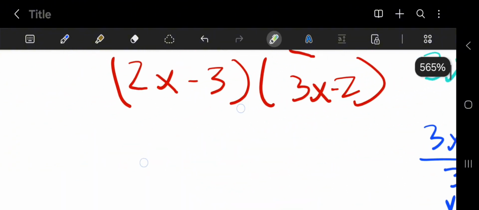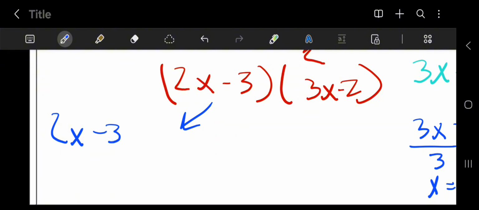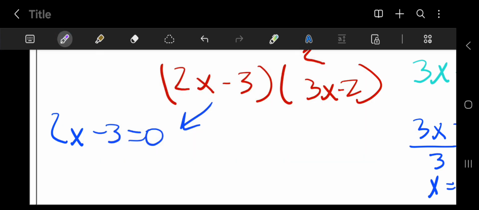Now we're going to move on to this one right here. Same idea, same concept. We need to use the zero product property to make this equal to 0. So 2x minus 3 is equal to 0. We got to get this x by itself. How are we going to do that? Use inverse operations. We're subtracting 3, so we should add 3. And whatever we do to one side, we have to do to the other. So that is going to be 2x is equal to 3.